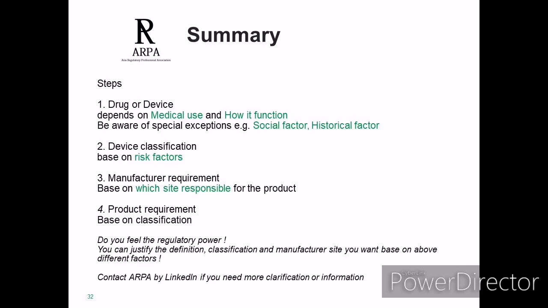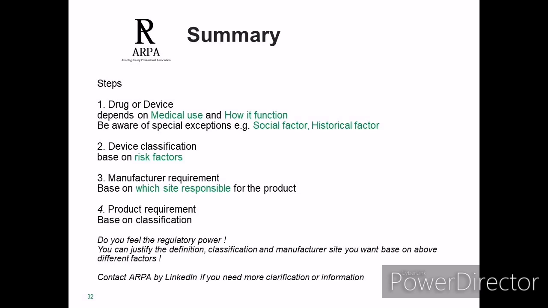This is a summary of how to get a medical device registered in different countries. The very first step, which is the most important step, is to determine whether your product is a drug or a device, which of course depends on the medical use and how it functions. Of course, please be aware of other special exemptions like social factors and historical factors.